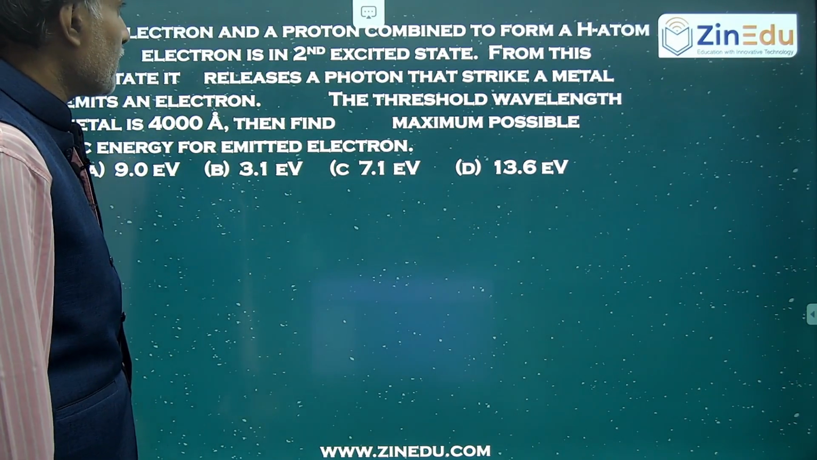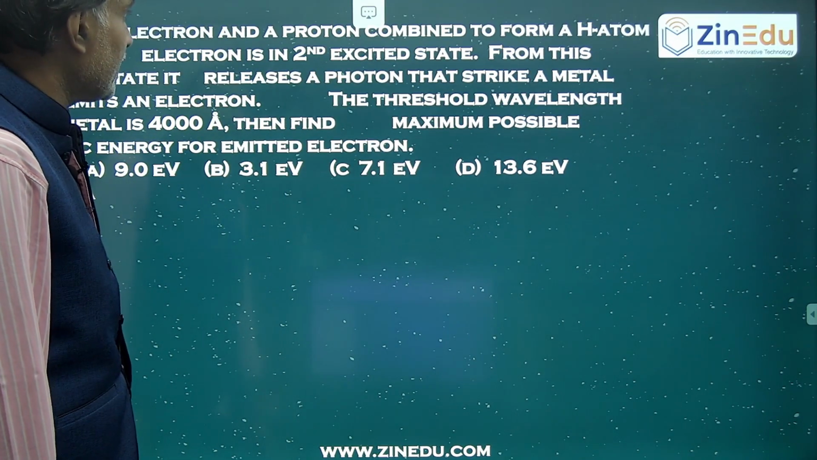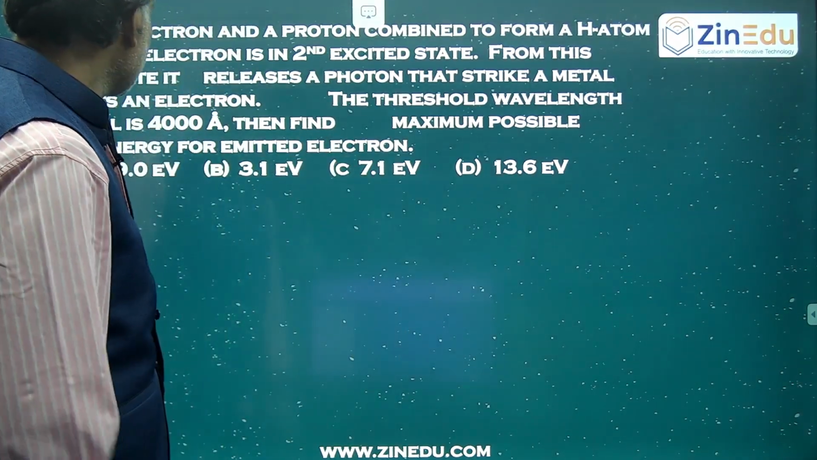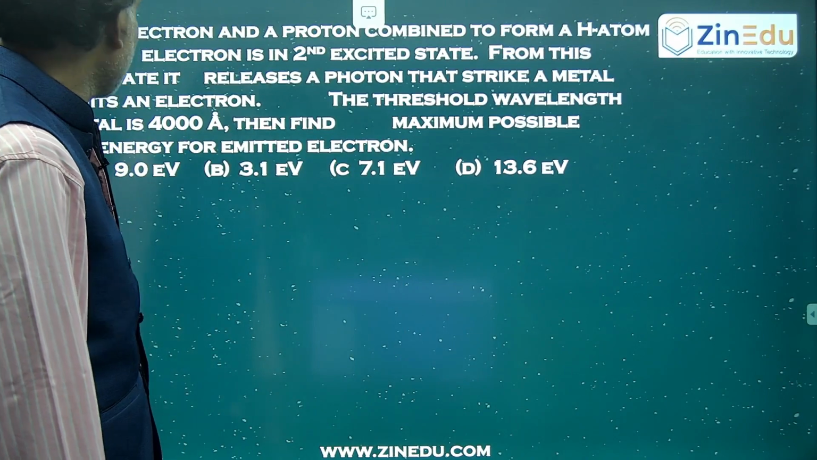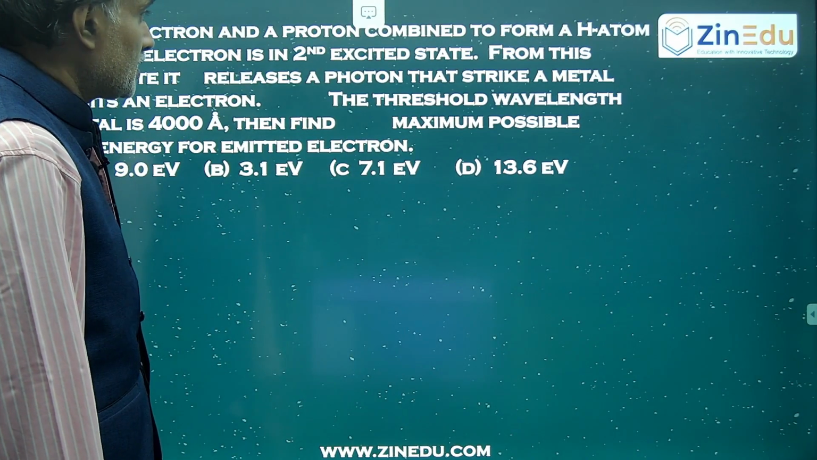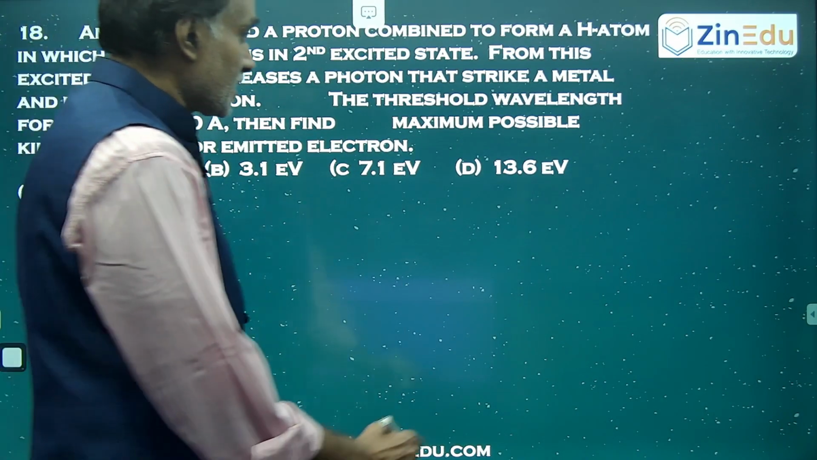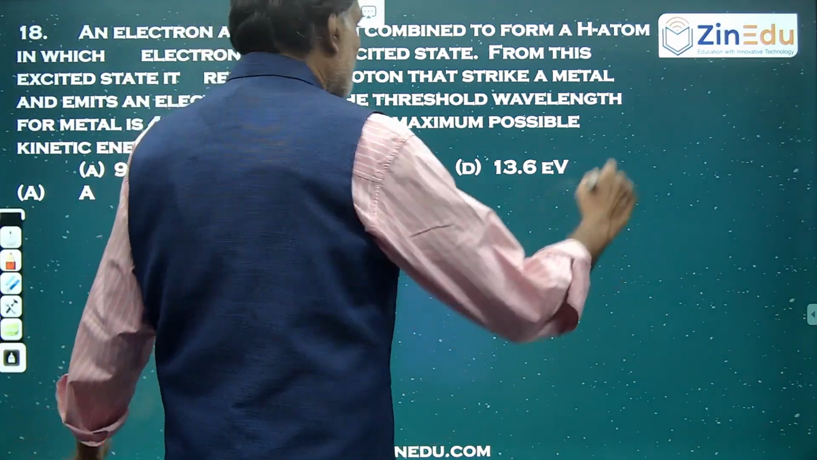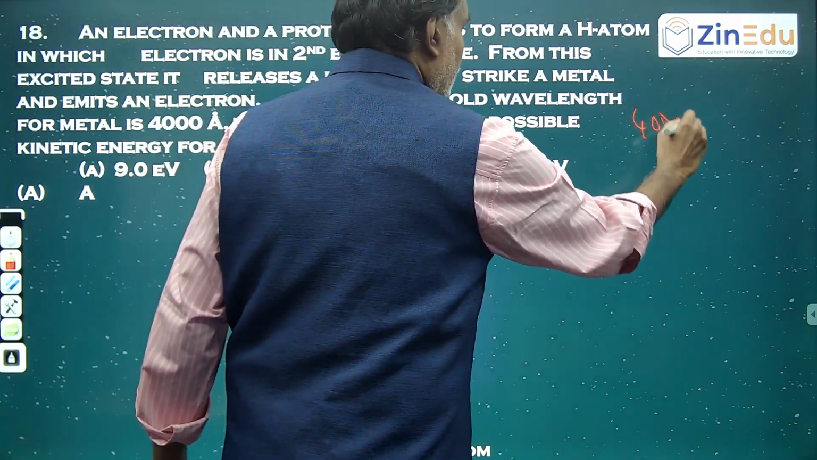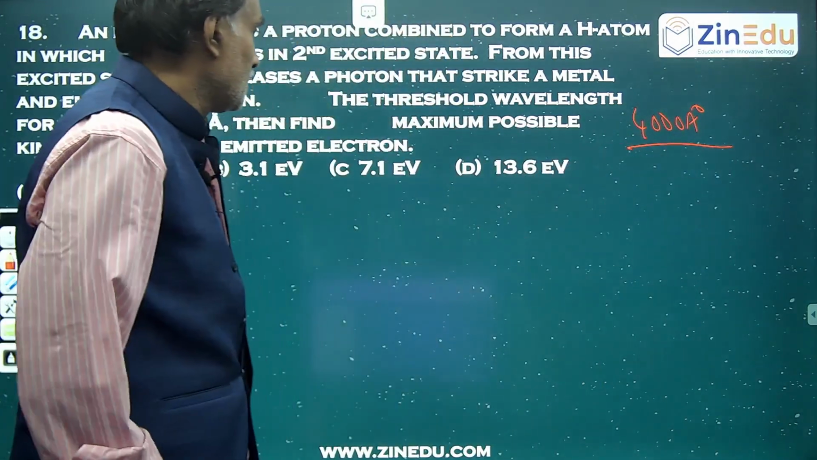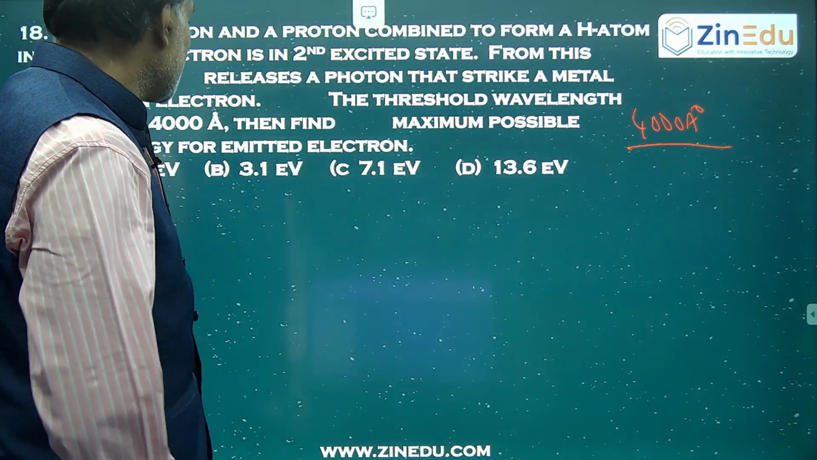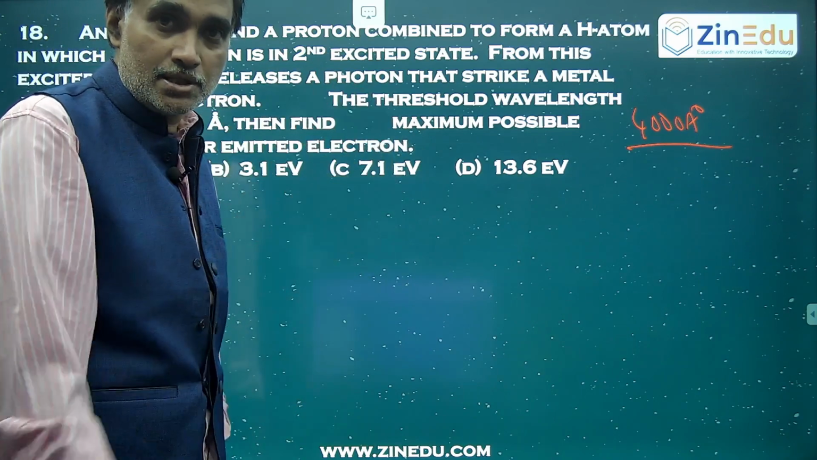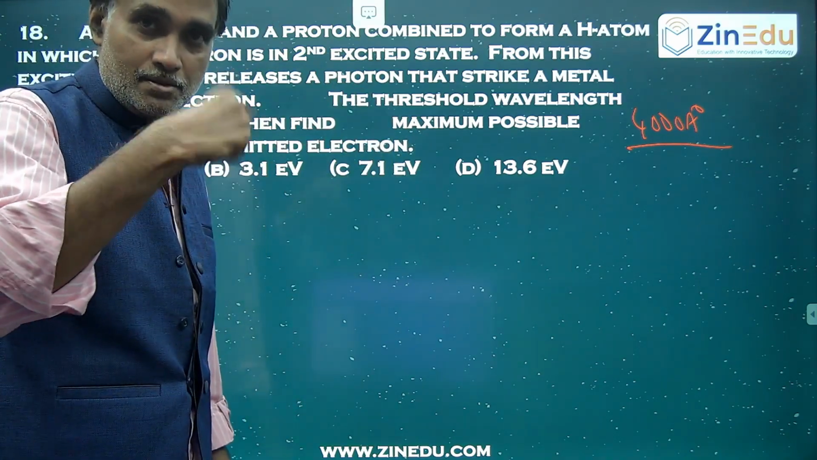An electron and a proton combine to form a hydrogen atom. The electron is in the second excited state, n equal to 3. From this state, a photon strikes an electron in a metal. The threshold wavelength for the metal is 4000 angstrom. For the maximum possible kinetic energy, the photon should have maximum energy. A 3 to 1 transition gives the maximum energy.